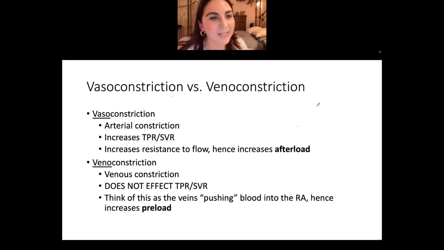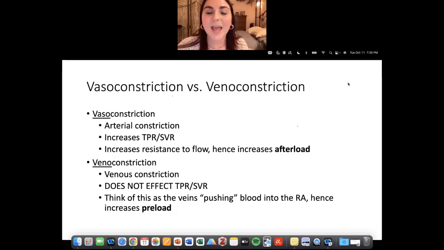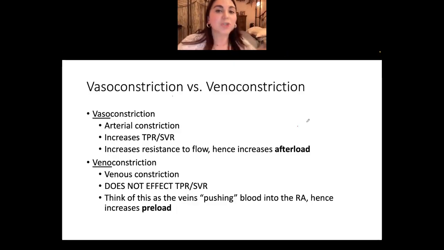Venoconstriction is venous constriction. This has absolutely nothing to do with TPR, SVR, absolutely nothing. I like to think of this as the veins pushing blood into the right atria, which would increase preload. I know you're probably sitting there like, okay, those are definitions. But if you vasoconstrict, you're basically stopping blood flowing, right? If you venoconstrict, you're pushing blood ahead. They're the exact opposite things. That's why it's really important to understand these definitions.